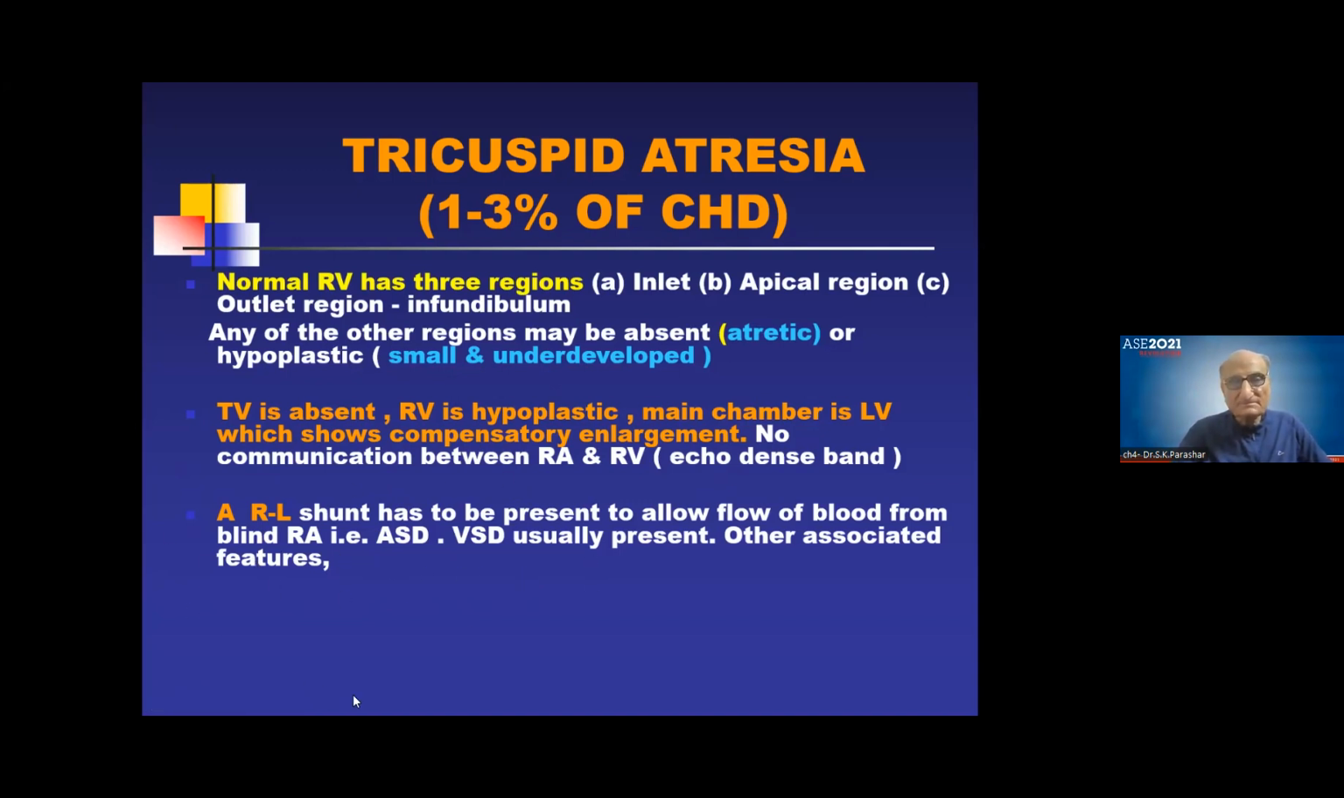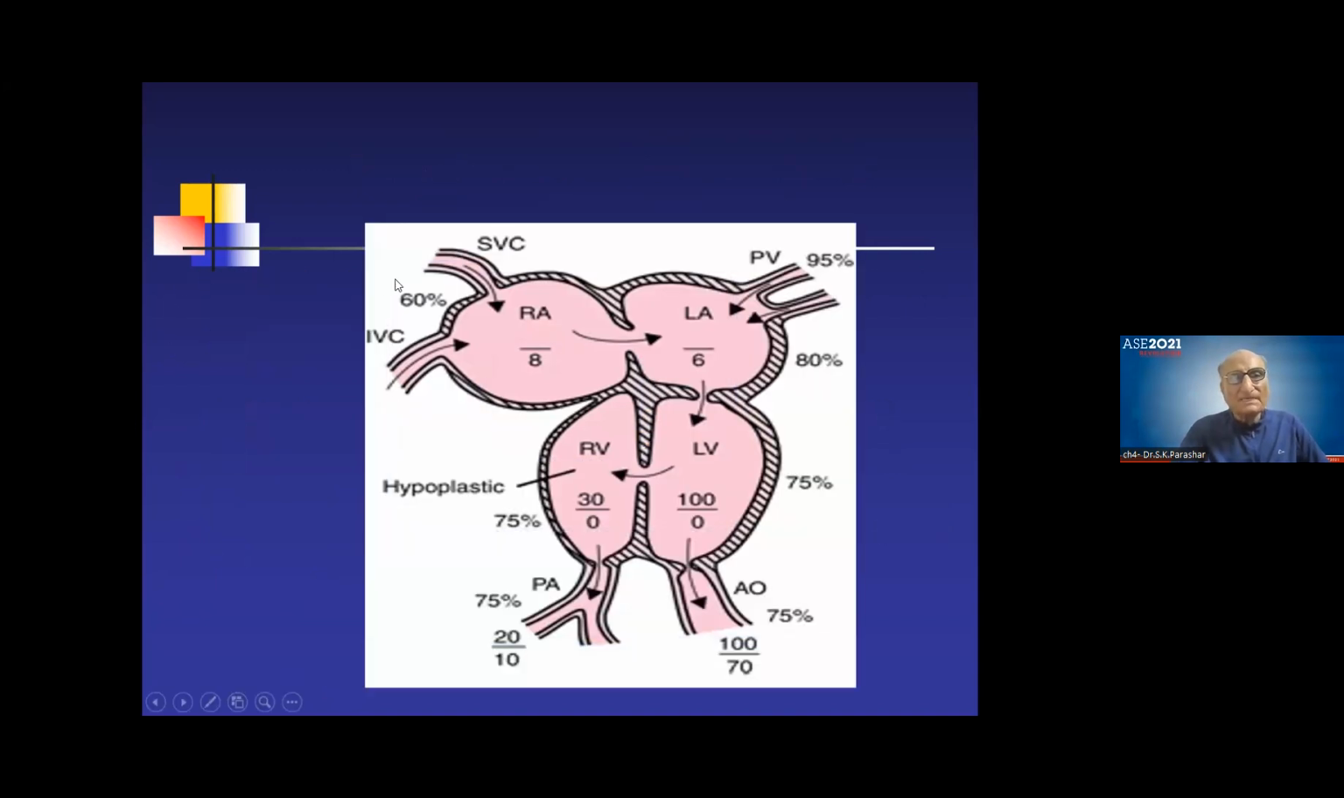Why? You see this. Blood from the SVC and IVC comes to the right atrium. It cannot go to the right ventricle because there is atresia. So it has to go through an ASD to the left atrium. Otherwise, if there is no ASD, then the patient cannot survive. So this is LA. LA is also getting pulmonary venous blood. This mixture comes to the LV and goes to the aorta.